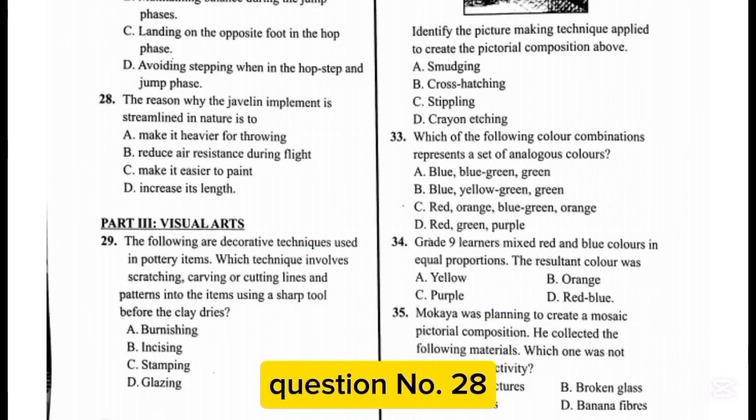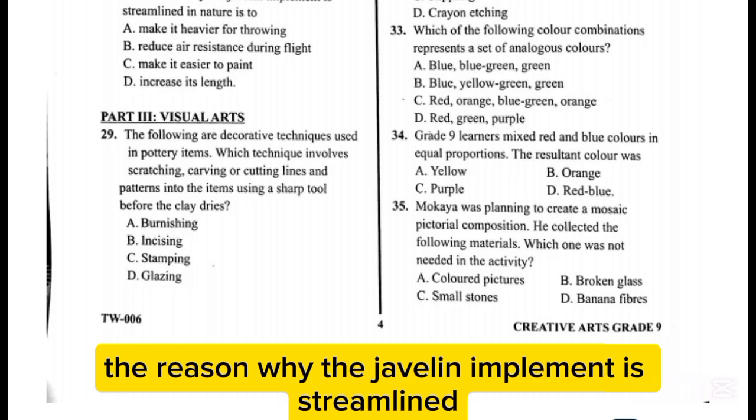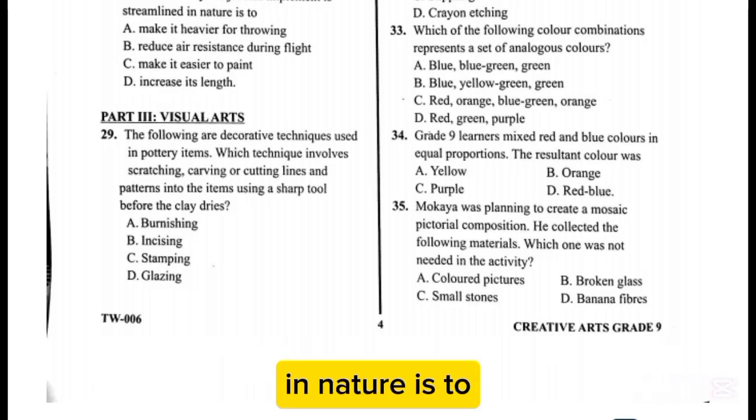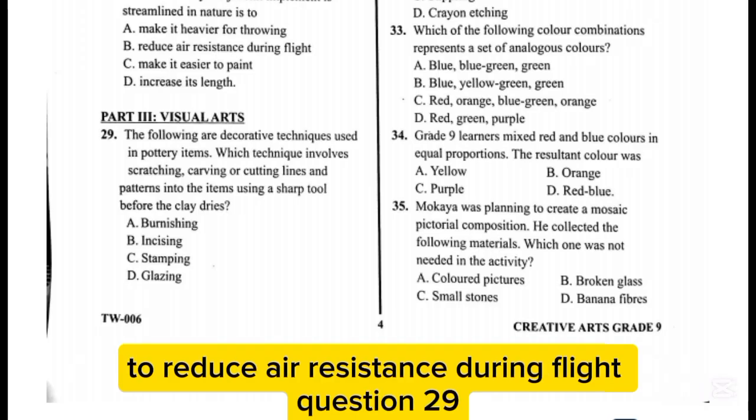Question number 28. The reason why the javelin implement is streamlined in nature is to reduce air resistance during flight.